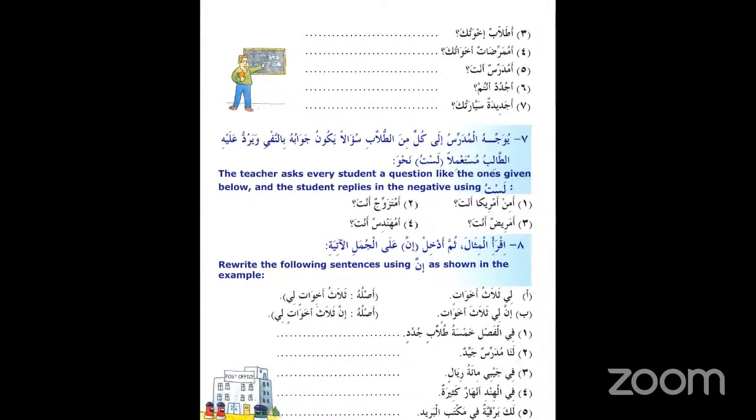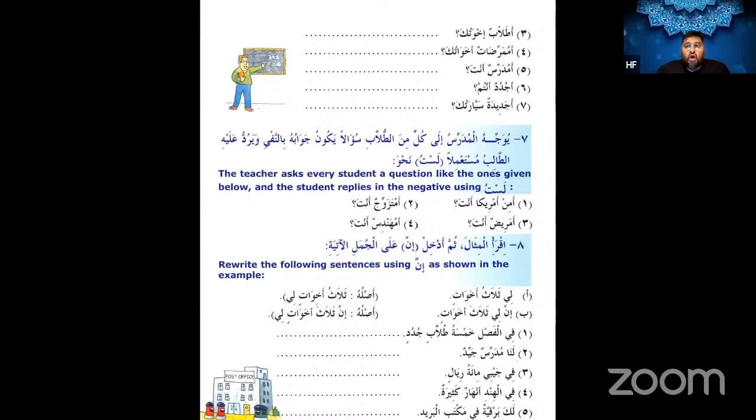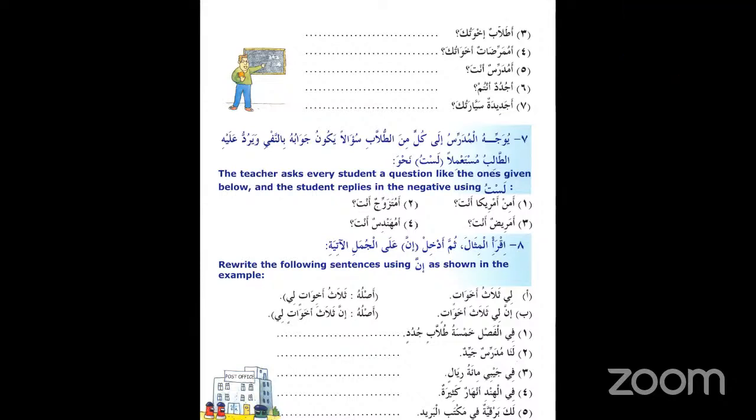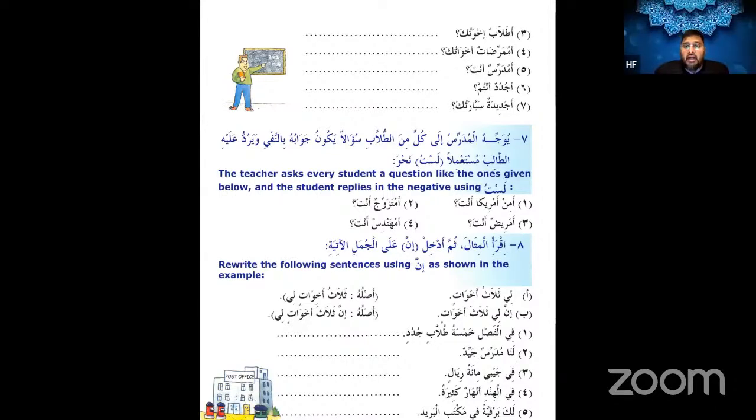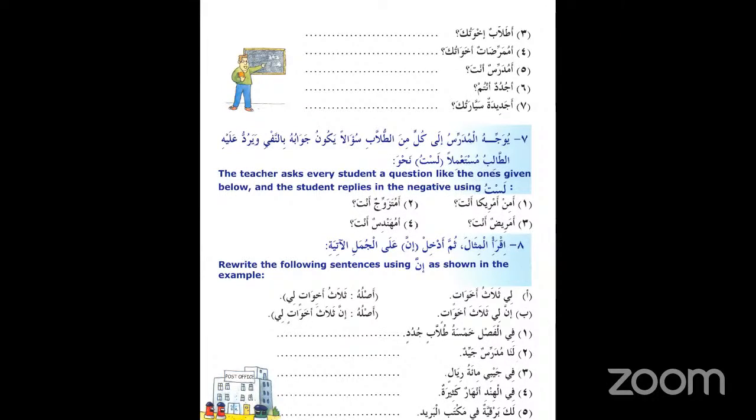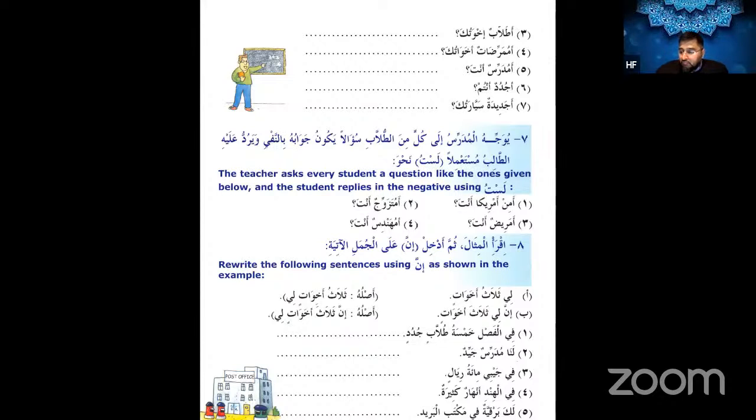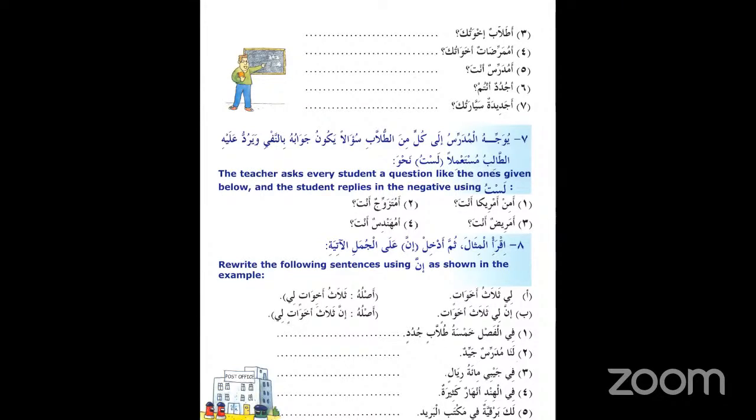Sorry about that. But number 5, where it says a mudarrisun anta. So are you our teacher? Yes. So do you start with ana laysa? If it's ana, you say la ana lastu bimudarrisin. Lastu means I, first person. Okay, thank you. Sorry to bother.